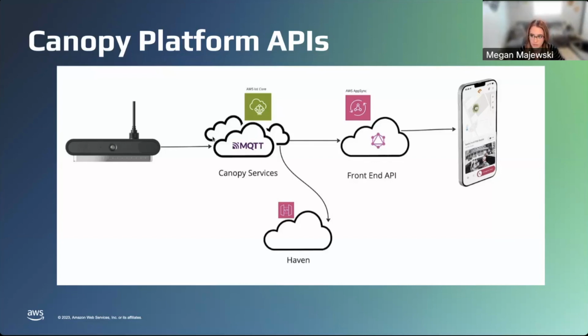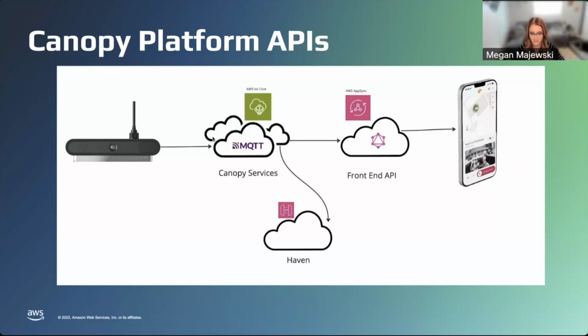Within Haven, we use KVS video streams. We also use S3 buckets to store thumbnail images and a few other pieces of data there, but the sole responsibility of Haven API is evidence storage for users.